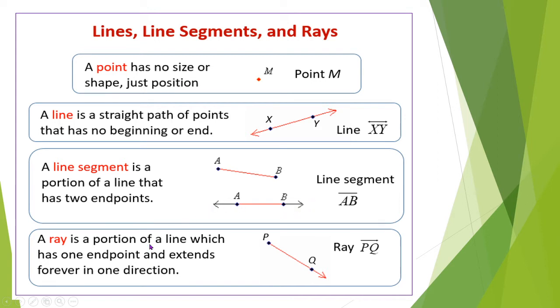Okay. The next definition is a ray. A ray is a portion of a line which has one end point and extends forever in one direction. So this is the symbol of ray, and it has only one end point, and this is the extended portion.